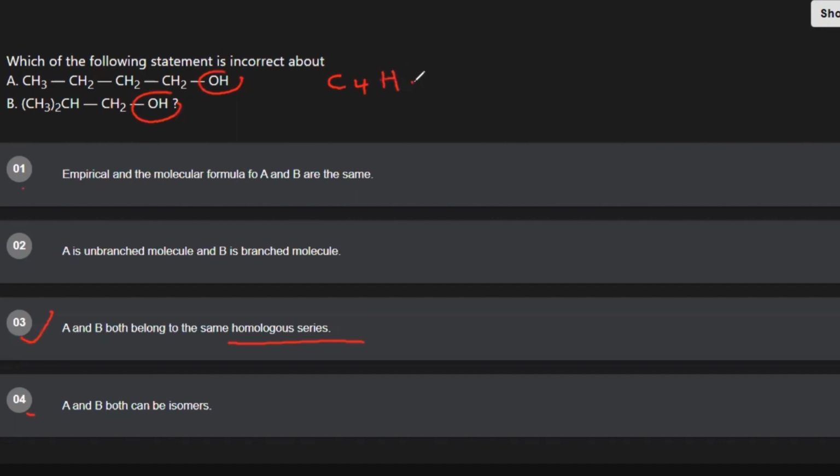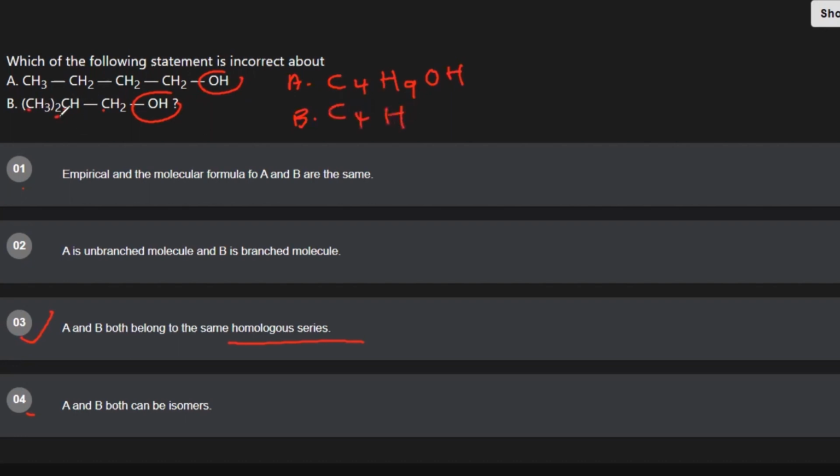Has 9 hydrogens and of course the functional group OH. This is A. Then let's look at B. B has 1, 2, and 3. Is it just 3 carbons? No. Look at this. They have put this bracket to CH3 and then you have a subscript 2, which means there's 2 CH3s here. There's 1, 2, 3, 4 carbons as well.